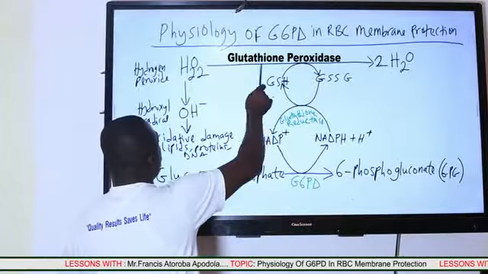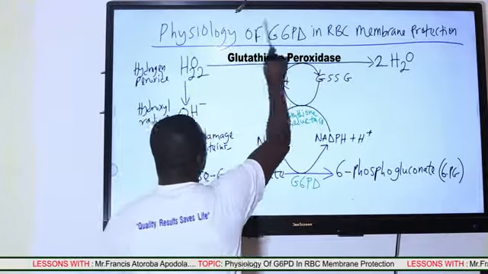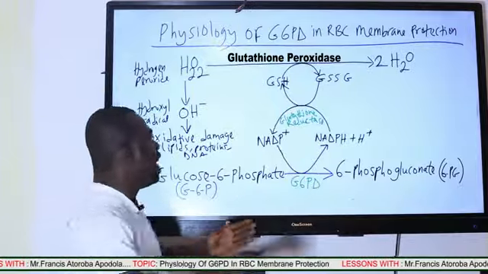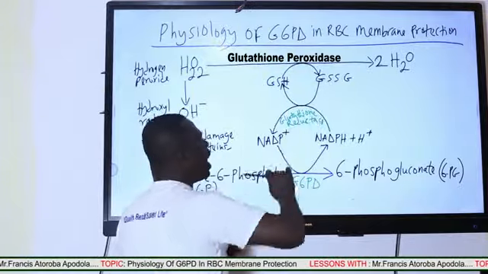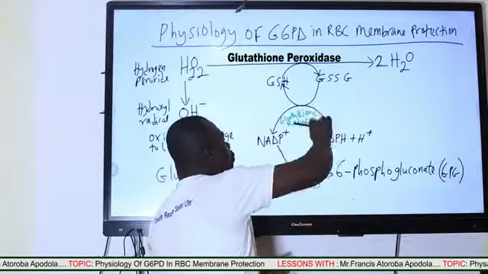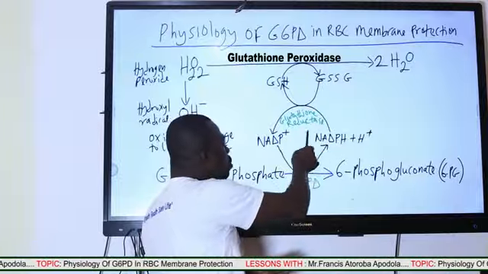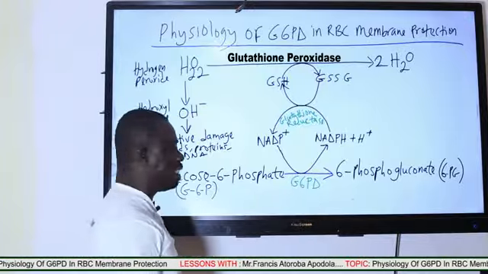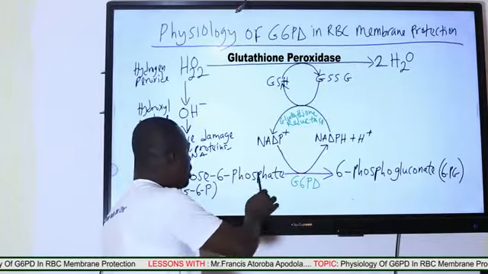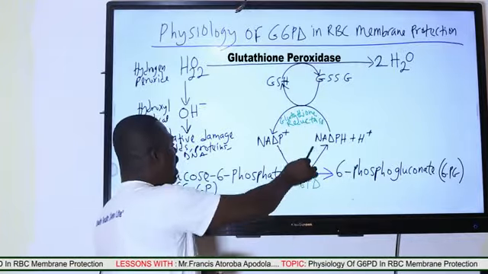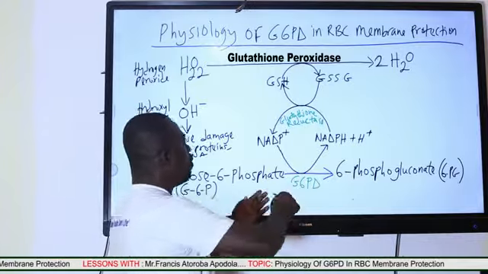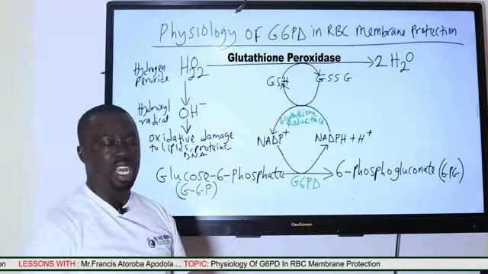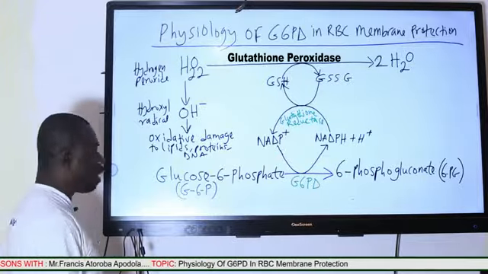And once there is the conversion of hydrogen peroxide to water, the reduced glutathione loses its reduced property and becomes converted to oxidized glutathione, awaiting the production of NADPH from the activity of the G6PD enzyme, that is removing hydrogen atoms from glucose-6-phosphate and adding them to NADP+ to form NADPH plus H+, which will in turn combine with the oxidized glutathione to form the reduced glutathione.